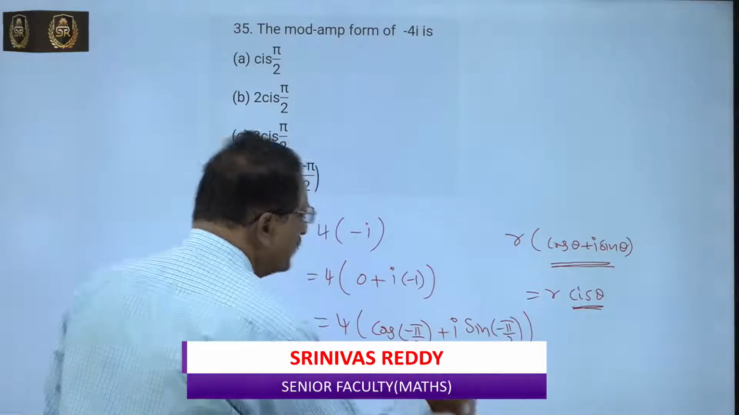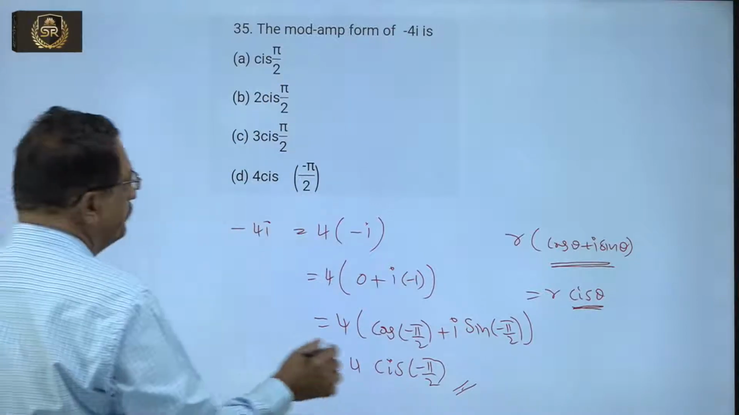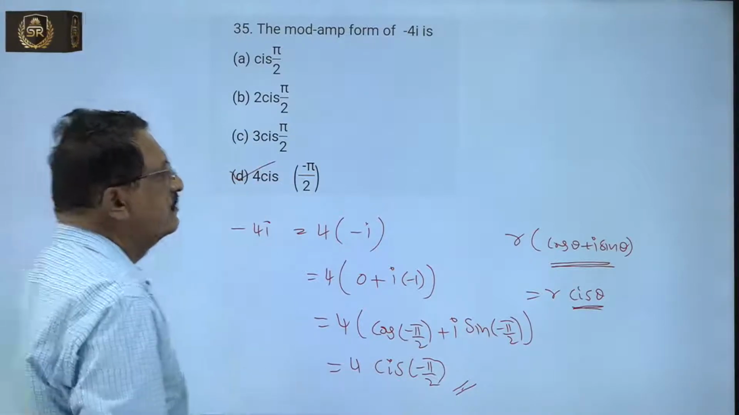Now it is the mod amplitude form of the given complex number minus 4i. The option is 4 into cis minus pi by 2.